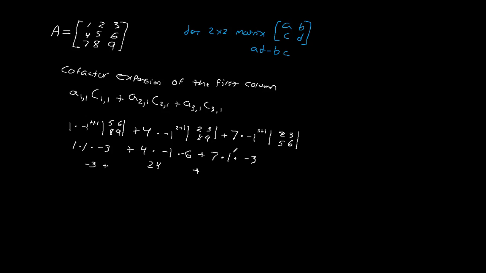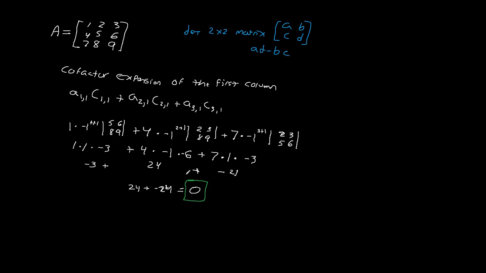7 times 1 is 7, times negative 3 is negative 21. So if we do the addition here, combining like terms, we have negative 3 plus 24 plus negative 21, and we get 0. So the cofactor expansion along the first column is 0.